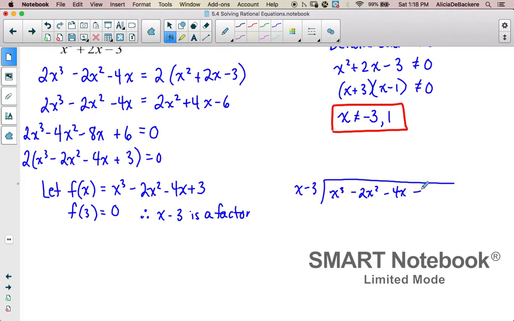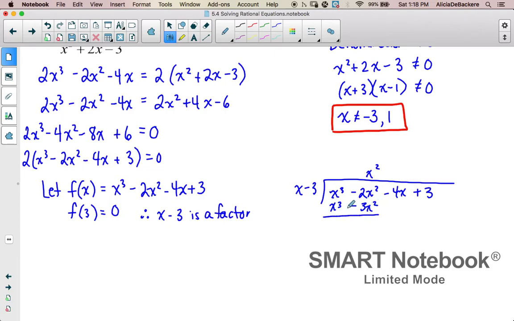Remember, if there was a term missing, I would put a placeholder like a 0x if there was no x term. And now I ask myself, x times what would give me x cubed? And it's x squared. And then I just multiply the x squared through the divisor. So x squared times x gives me x cubed, and x squared times -3 gives me -3x squared.